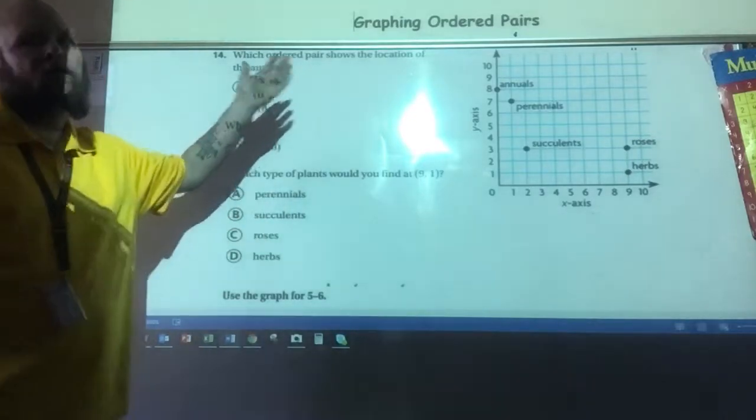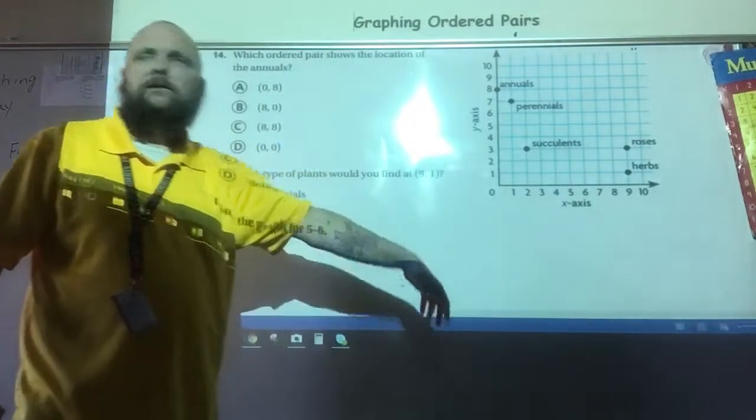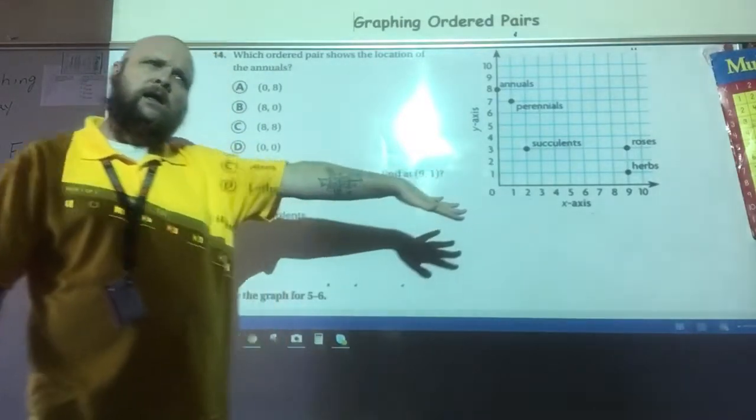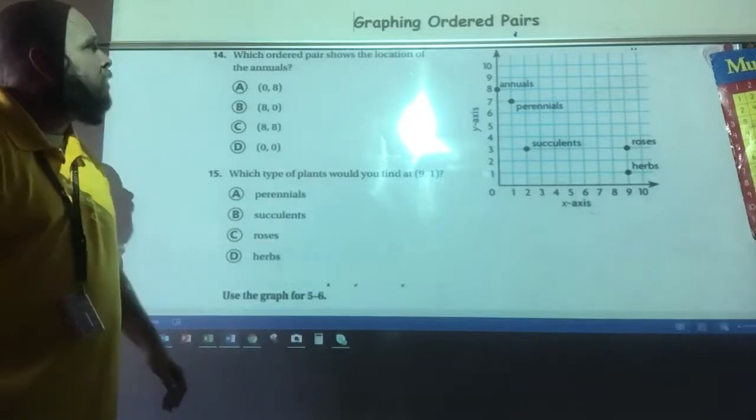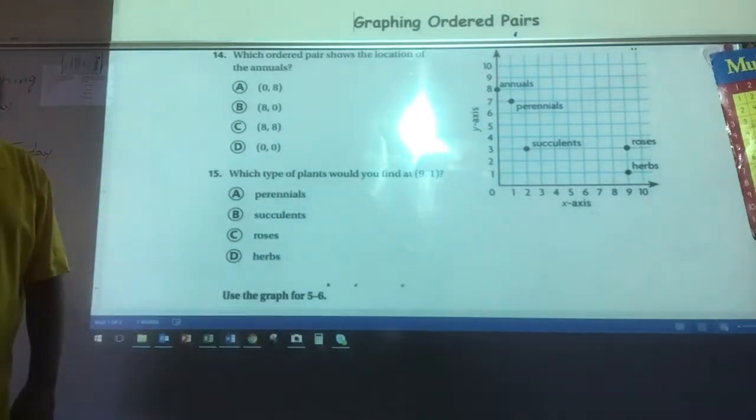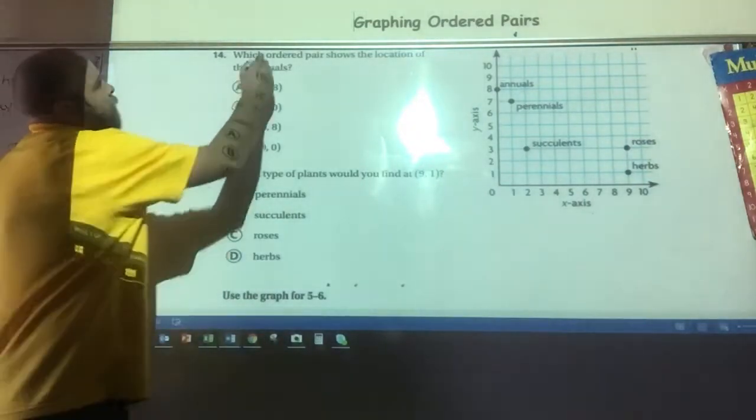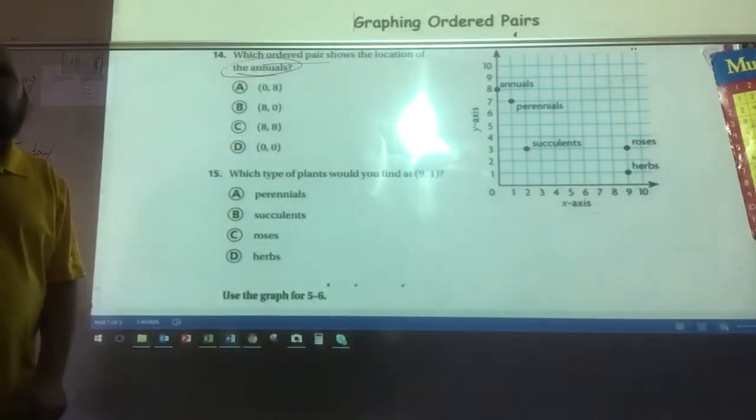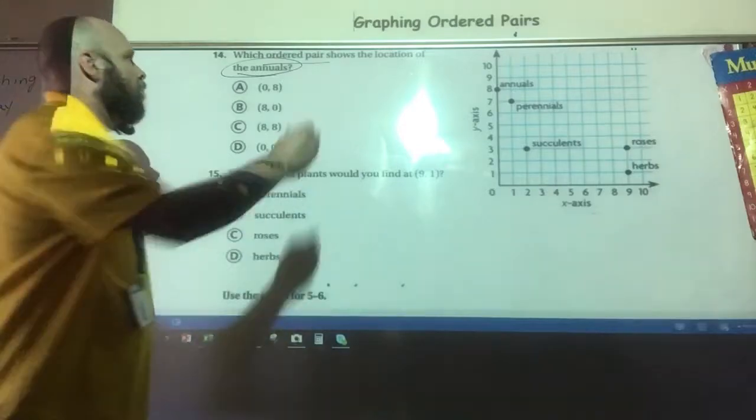Okay, so graphing ordered pairs. We start off really easy. This is what we started on Friday or Monday, I don't remember which. We started graphing ordered pairs. And again, what I want to see: which ordered pair shows the location of the annuals?